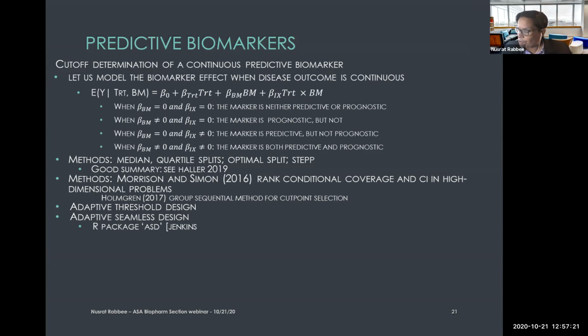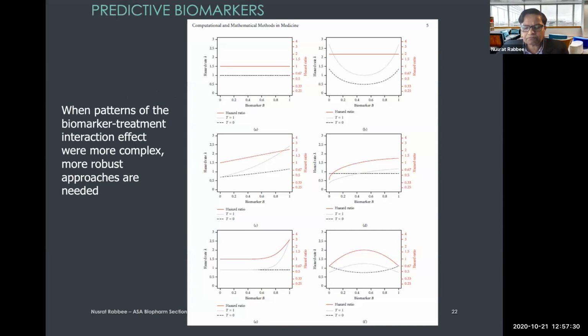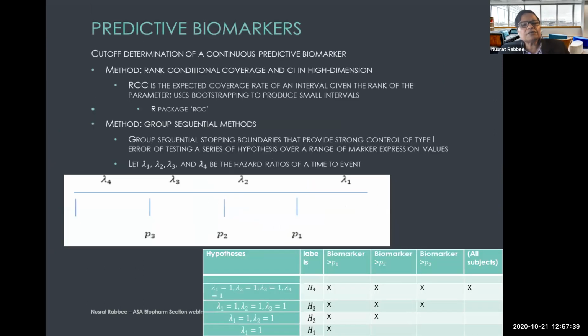I also introduced a Bayesian method and a package called BHM to do the same. And just for this presentation, this is some of the different shapes of interaction that you can have. But for this presentation, I want to talk a little bit about the Holmgren method.